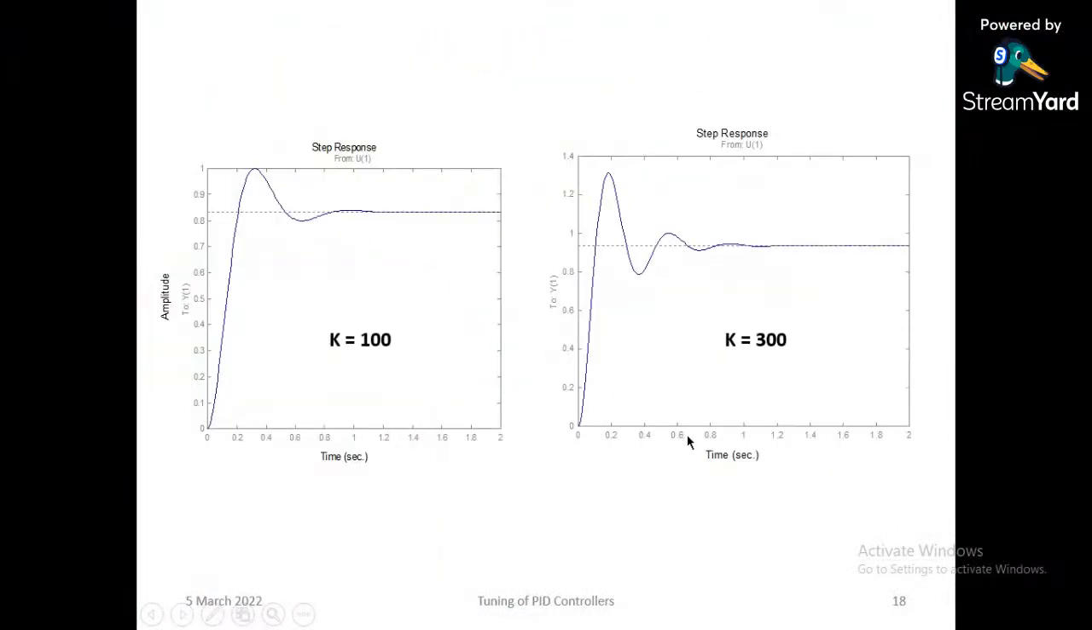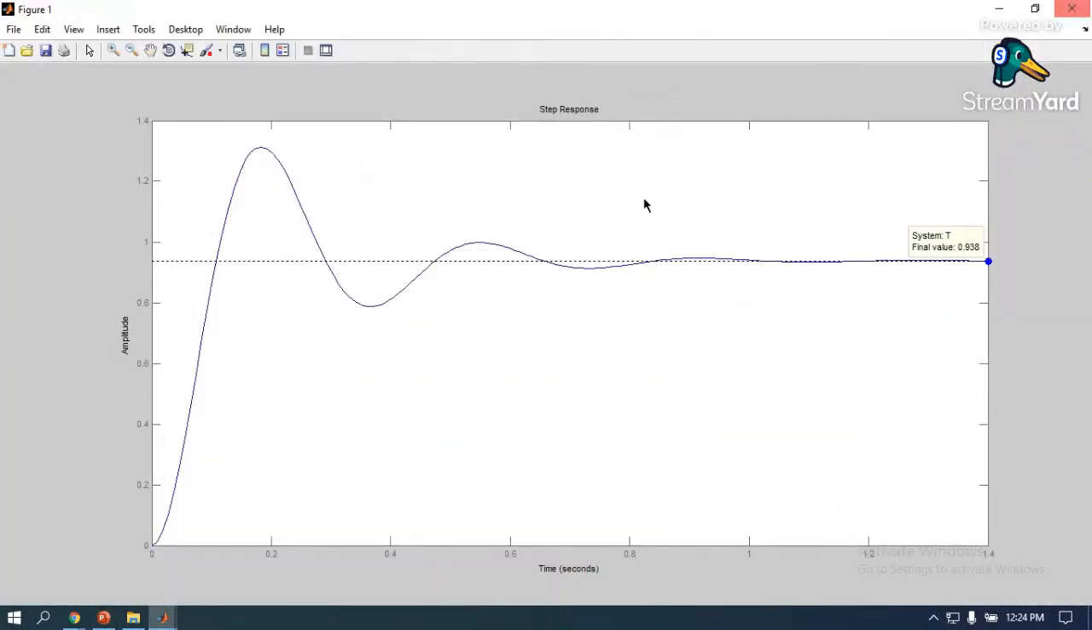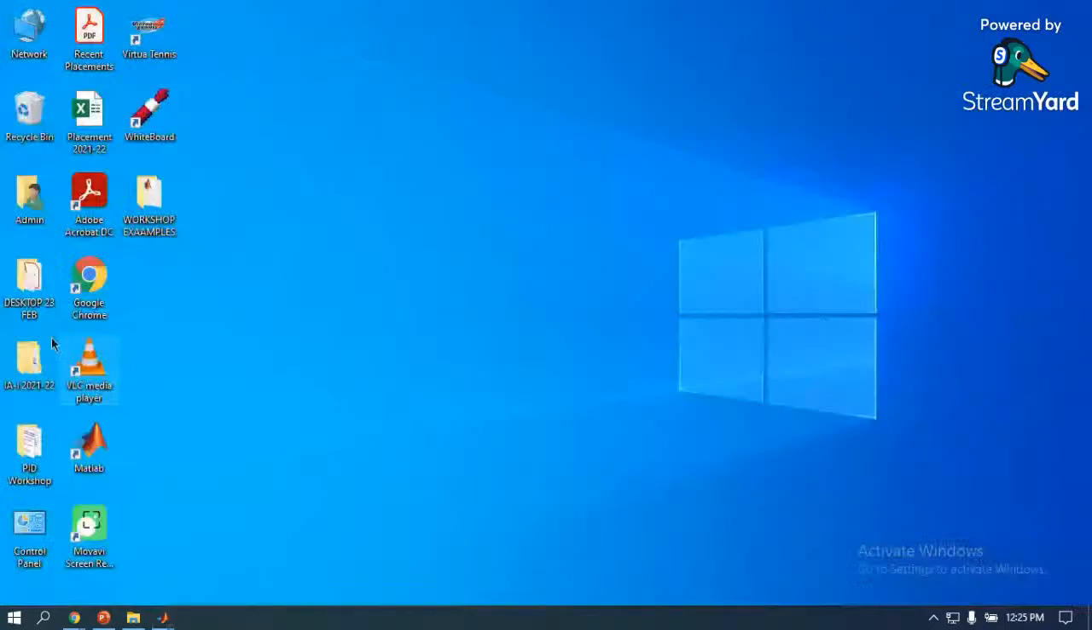Now next we'll verify for different values of Kp. Note down, someone please note it down. For Kp equal to 300, overshoot is 40%. And final value is 0.938.